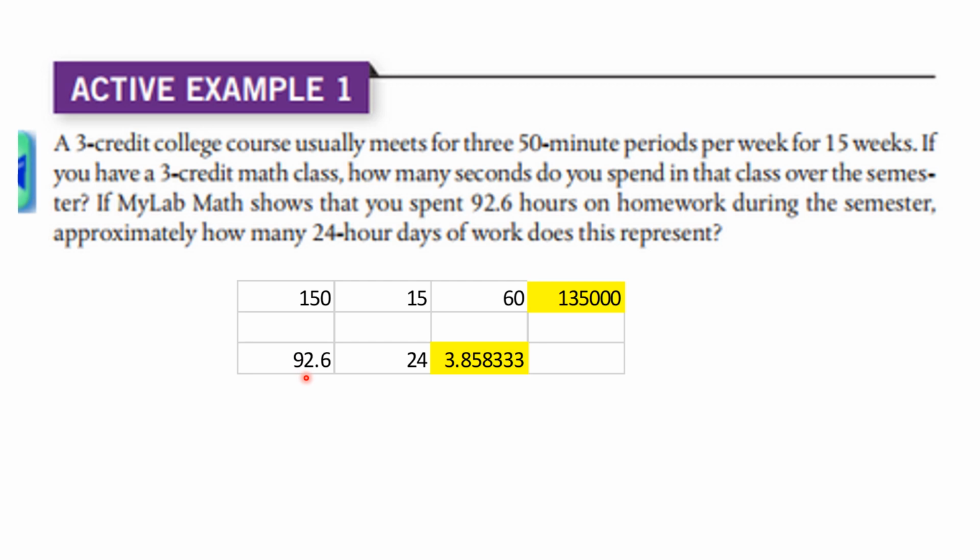In the second one, you have 92.6 hours, but there are 24 hours in a day. So you divide 24 into this, and you find out there are 3.858, and the 8 is repeating, full days of work that you represent. Make sure that you can do these kinds of calculations with Excel.